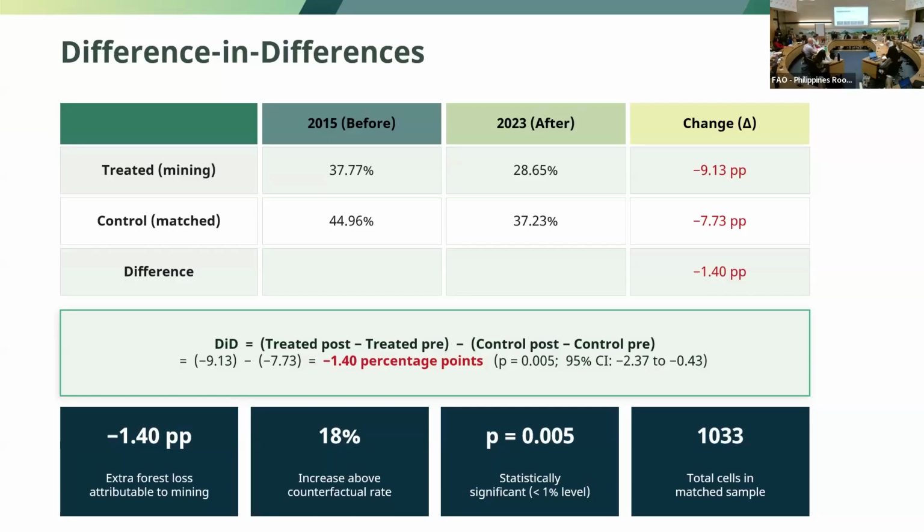So this is the estimation from the difference in differences. And so as you can see, the contribution of 1.4 percentage points extra forest loss was attributable to mining, which means about an 18% increase above the counterfactual rate, and these were statistically significant.